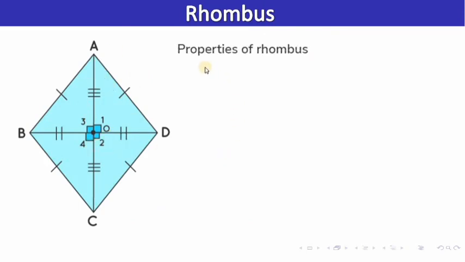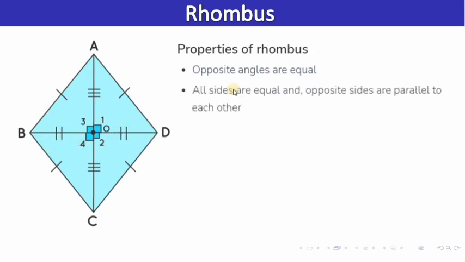So basically opposite sides are equal, opposite angles are equal. Okay, so opposite angles: angle A, this entire angle, is equal to angle C, and angle B is equal to angle D. Opposite angles are equal. All the sides are equal and the opposite sides are parallel to each other. So if you look at the diagram, all the sides are equal, isn't it? And on top of that, the opposite sides are parallel to each other.